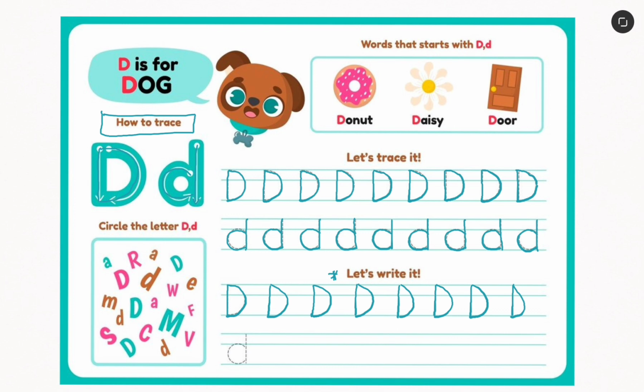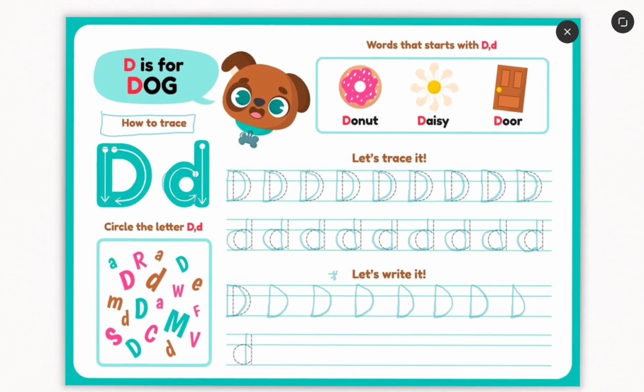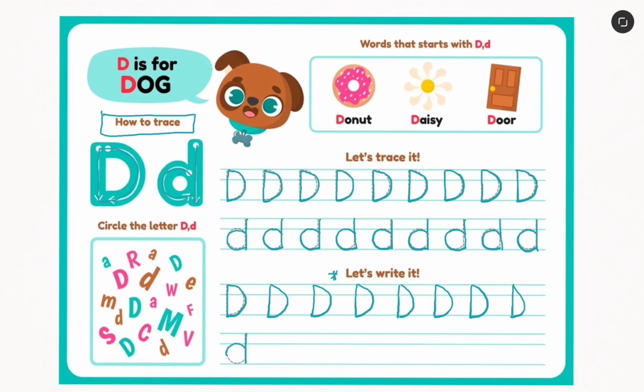Okay, very good. Now let's write small d. Like I said, for small d, we go from top to bottom, and then the small semicircle is between the second and the third line. Okay, so we go like this. Very good. So we repeat the same thing. Small d, small d, small d, and the last one, small d.